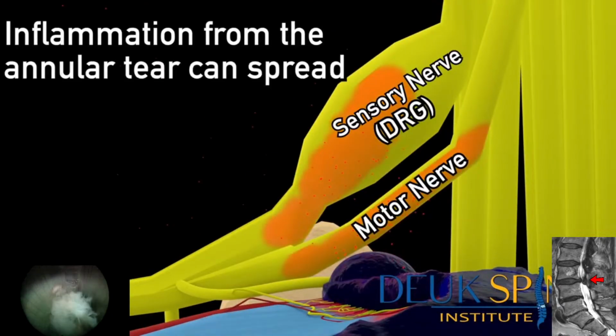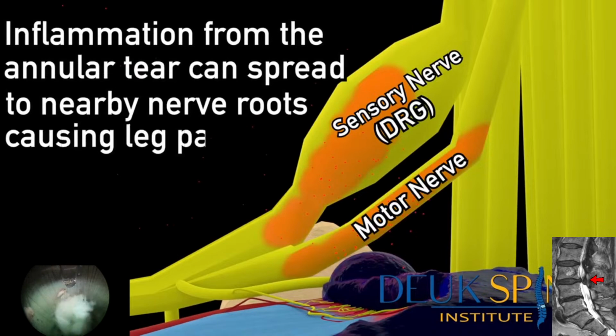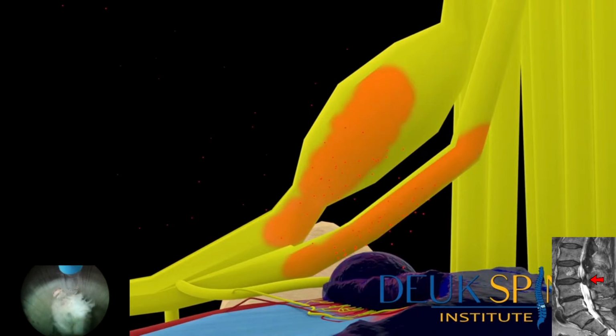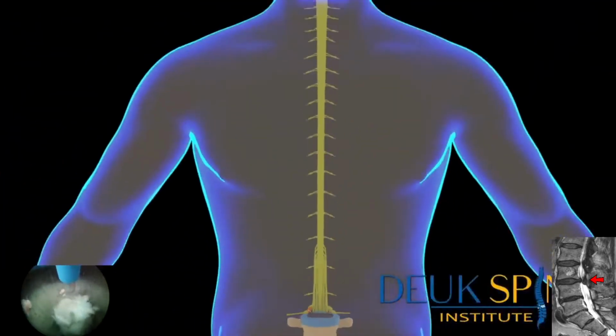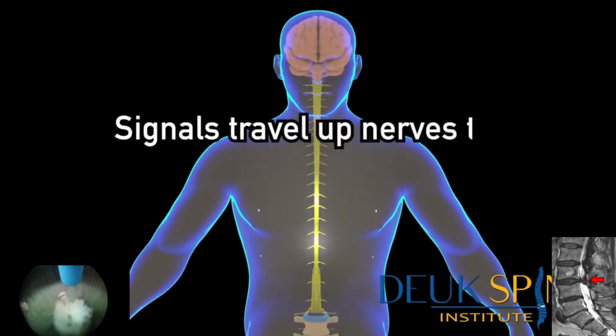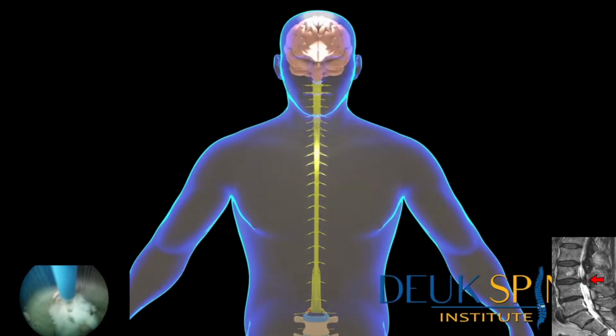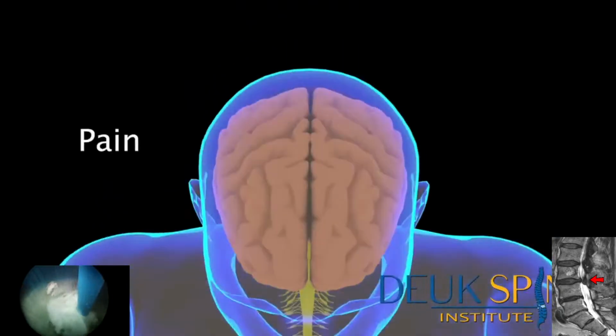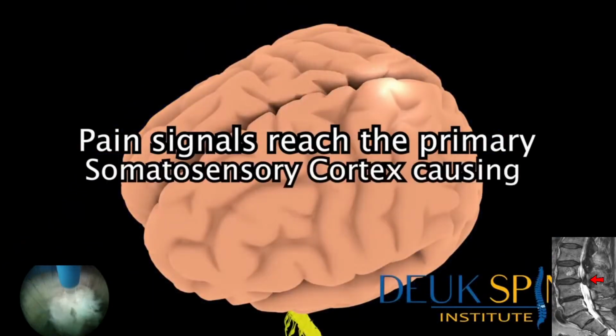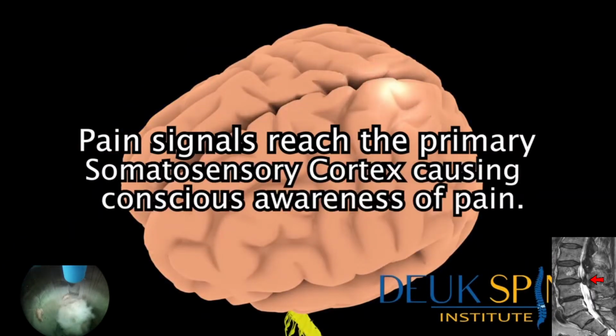Inflammation from the annular tear can spread to nearby nerve roots, causing leg pain. Signals travel up nerves to the brain, causing localized back pain. Pain signals reach the primary somatosensory cortex, causing conscious awareness of pain.